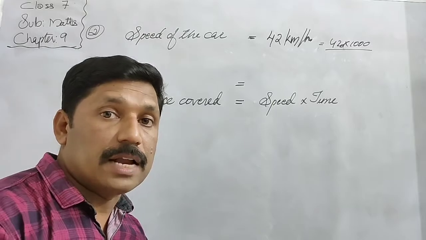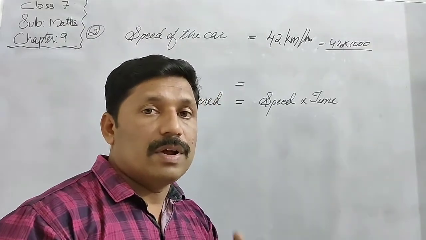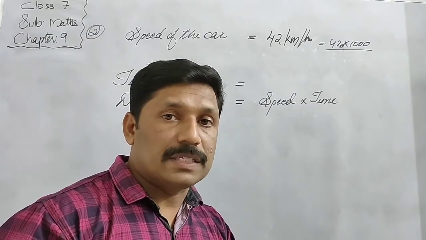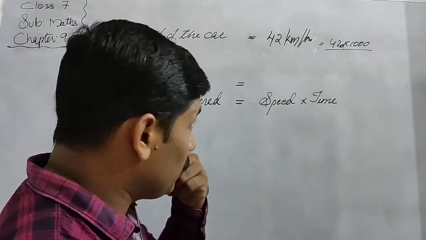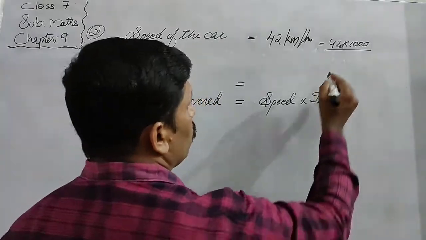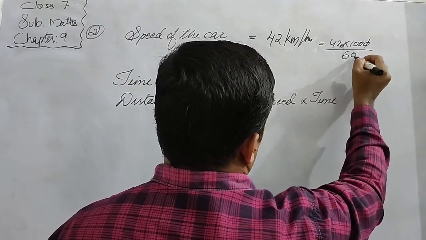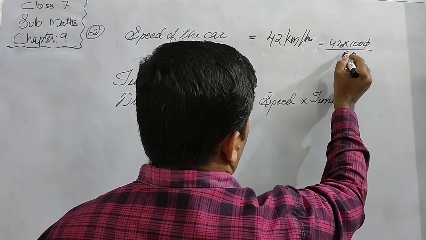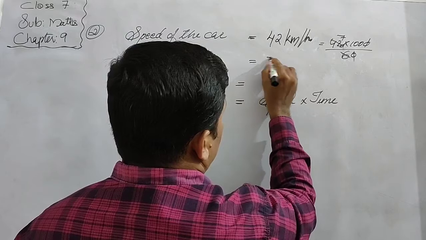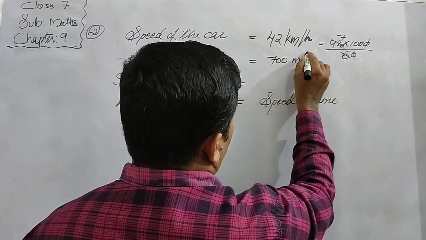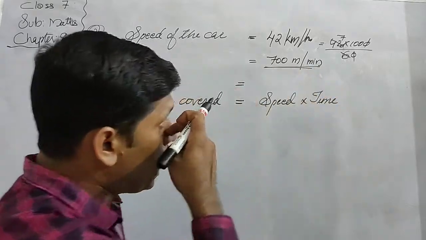Not 3600. We divide by 3600 when we want to change to meter per second, but here it is not meter per second, it is meter per minute. So in 1 hour, you know that 60 minutes are there, therefore we divide by 60. So here one zero we can cut, and 6 sevens are 42, that means 700 meter. 700 meter per minute. This is the speed of the car.